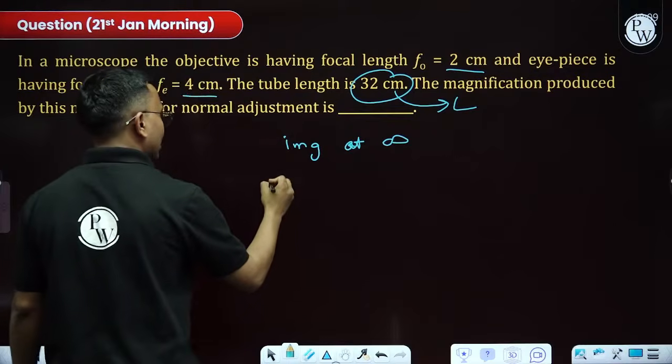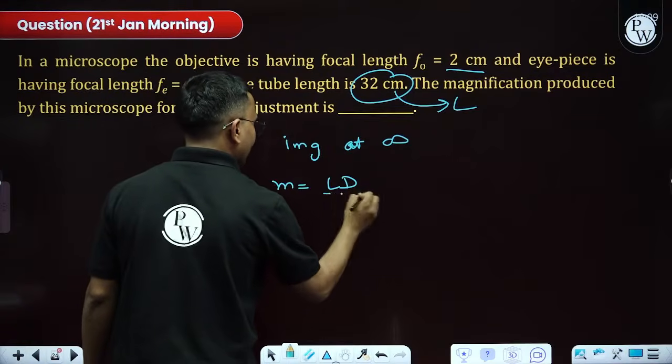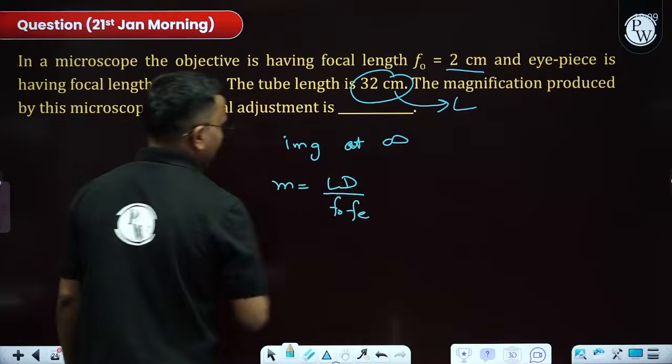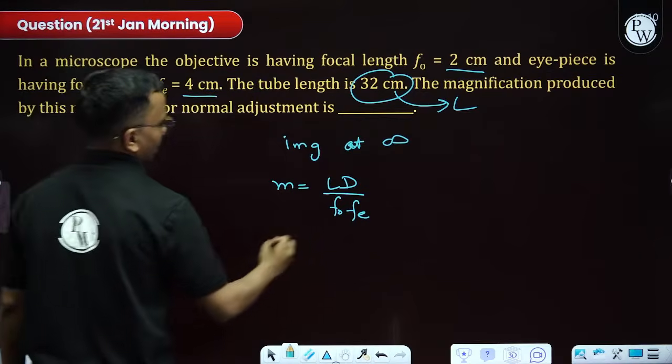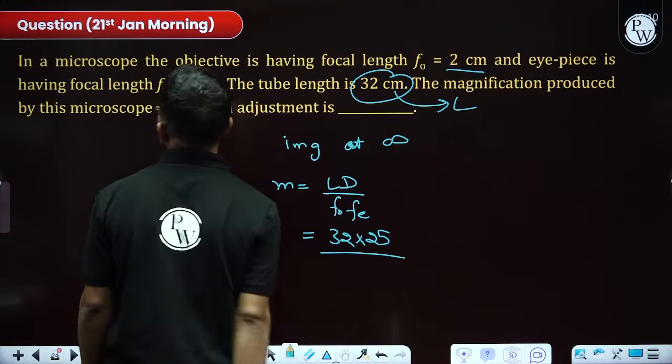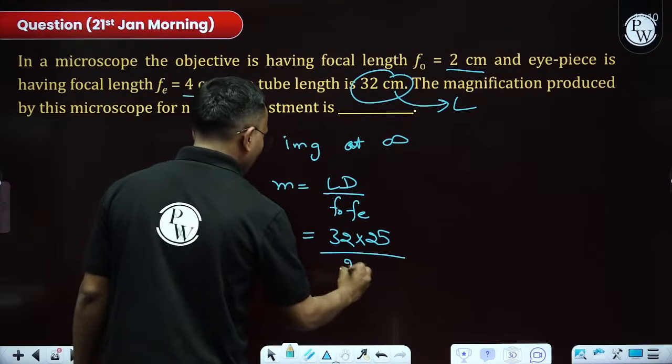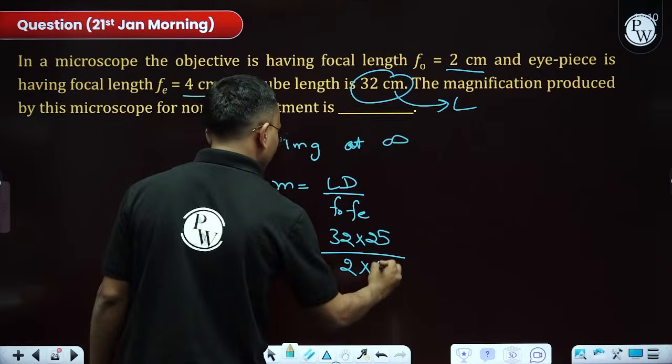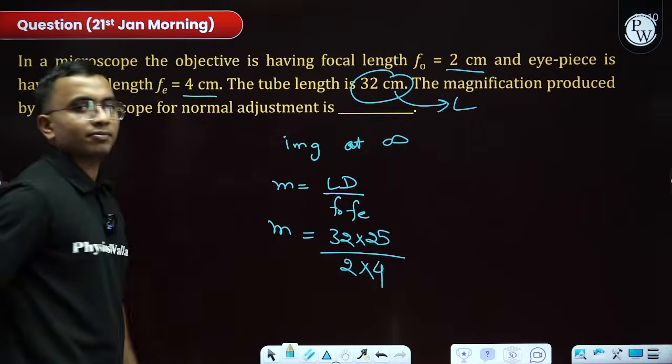So here I'll say my magnification is LD divided by F naught FE, like this. Now what is L? 32. What is D? 25. What is F objective? F objective is 2. What is F eyepiece? That is 4. This is the magnification.